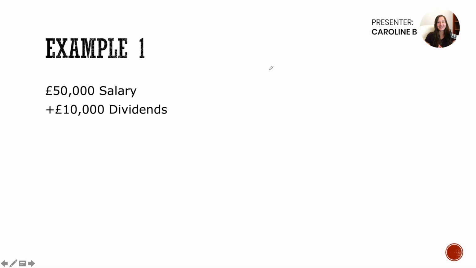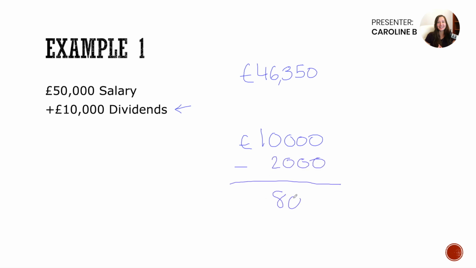So we know the higher rate threshold is £46,350. This £50,000 salary is already above that, so all of these dividends are going to be taxed in the higher rate. All we have to do for this calculation is take your dividends, take away the £2,000 dividend allowance, leaving you with your taxable dividend income for the year, which is £8,000. We multiply that by 32.5% to arrive at our final figure of £2,600 worth of dividend tax.